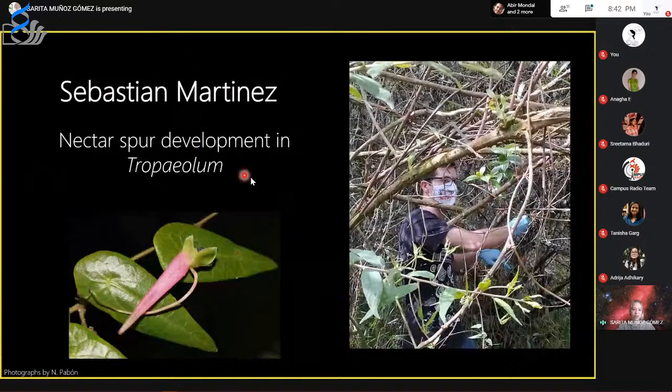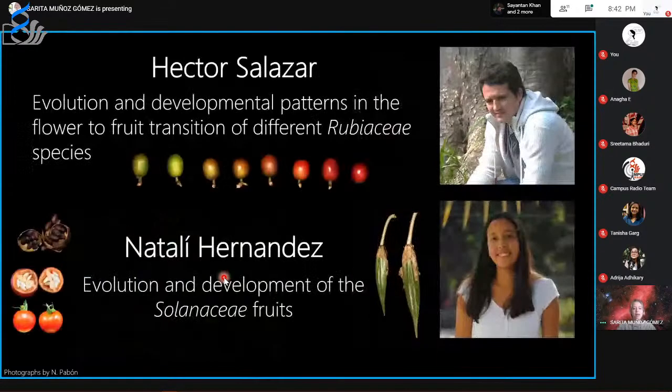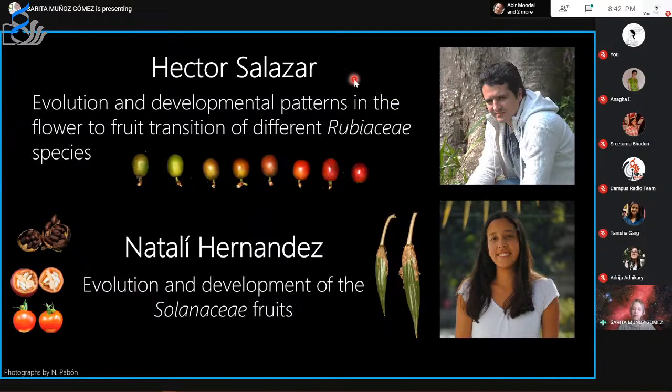We also have Sebastian Martinez. He works with the Tropaeolum genus, and he tries to understand the development of the nectar spur, which is this really cool structure right here that gives the flower a bilateral symmetry. And finally, we have Hector Salazar. He graduated from his master's last year, and he was working on the evolution and developmental patterns in the flower to fruit transition of different Rubiaceae species.